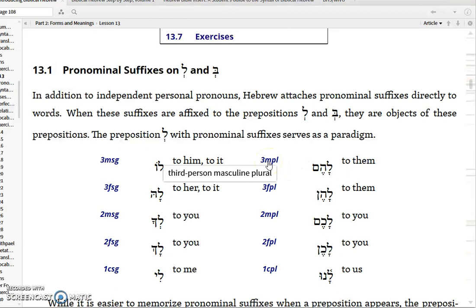By the way, you might have asked the question somewhere along the way, well, what if you have a mixture of men and women? Where you have a mixture of men and women, it'll generally use the masculine form. But if you have all women, you'd use the feminine form. And so to them women would be lahem. To you guys is lakem. To you ladies would be laken with the final noon. And then to us would be lanu.